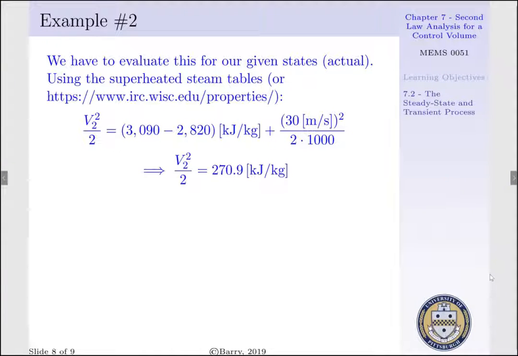We have to evaluate this expression for our given states, i.e. the actual states. Using our superheated steam tables, EES, or irc.wisc.edu/property tables, we can find that our velocity at state 2 squared per 2 would be equal to our enthalpy at state 1, which is 3090 kilojoule per kg, minus our enthalpy at state 2, which is 2820 kilojoule per kg, plus our velocity at state 1 squared, which is 30 meters per second squared, per 2 divided by 1000 to ensure that our units are expressed in kilojoules per kg.